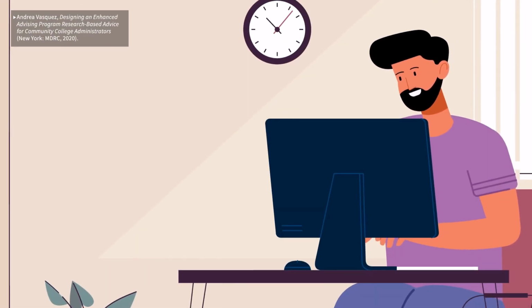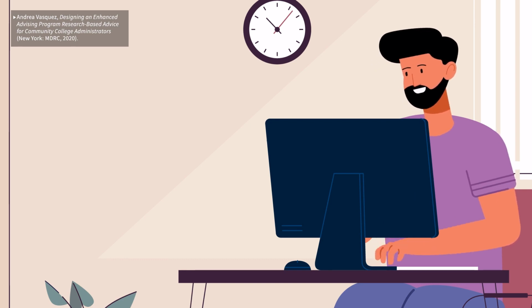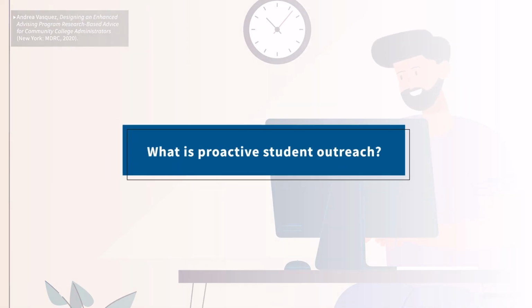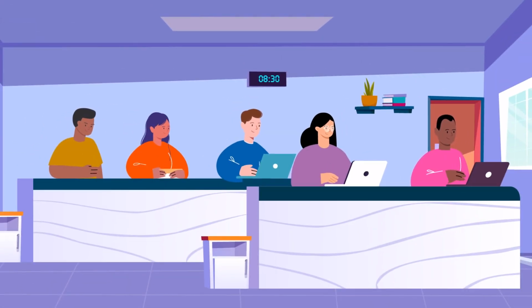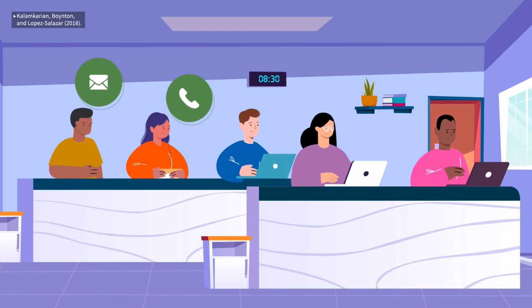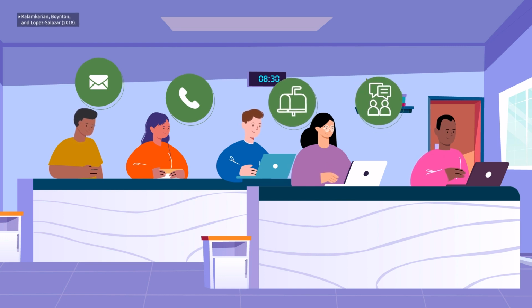This approach only works if a coach can monitor students proactively enough to pull them back into twice-a-month meetings as needed. What is proactive student outreach? Students receive reminders about coaching appointments and key milestones throughout the month via several modes of communication: emails, texts, calls, snail mail, and in-person contacts.